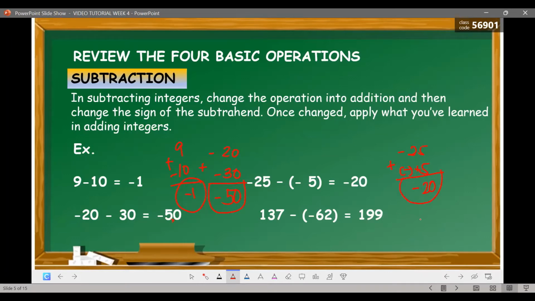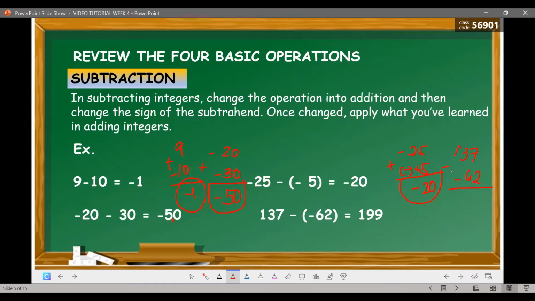Okay. Next one, or the last example, we have 137 minus negative 62.